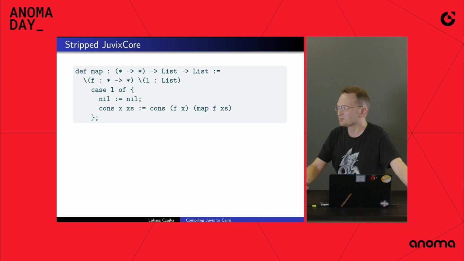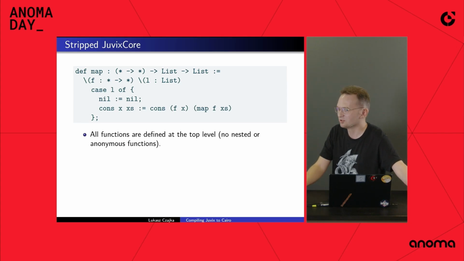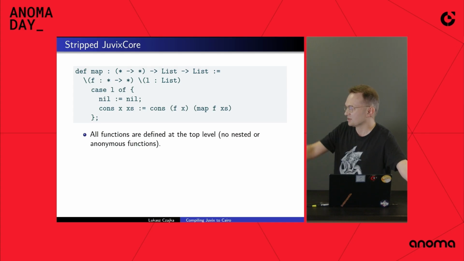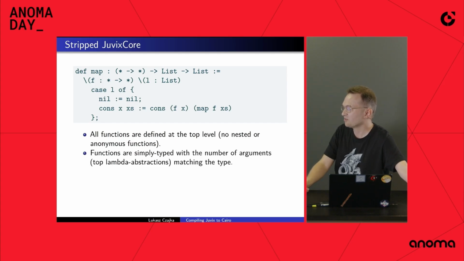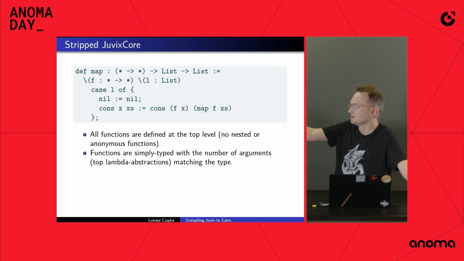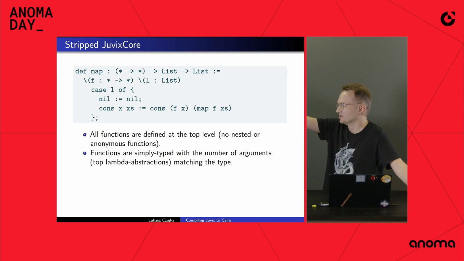Okay, and what we get after doing all those transformations on core is what we call a stripped Juvix core representation, and it has the following properties. All functions are defined at the top level, meaning that there are no nested or anonymous functions. We got rid of them by lambda lifting, so we have just a bunch of function definitions, and functions are simply typed, including this universal type, with the number of arguments matching the type. If someone knows what eta expansion is, then they are fully eta expanded. Here we have, for instance, two arguments, the function and the list, and this is indicated in the type. So the top lambda abstractions here will always correspond to the type. There will be as many lambda abstractions as you have arguments indicated by the type.